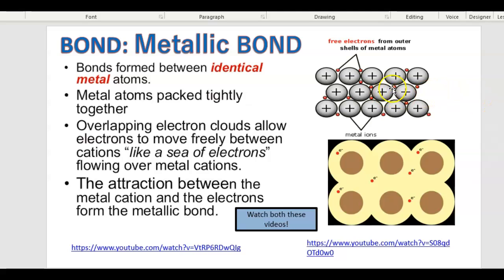So your metallic bonds are going to be very, very strong, giving solids at room temperature, or metals at room temperature, they're solids, as well as high melting and boiling points, because these metallic bonds are really hard to break.